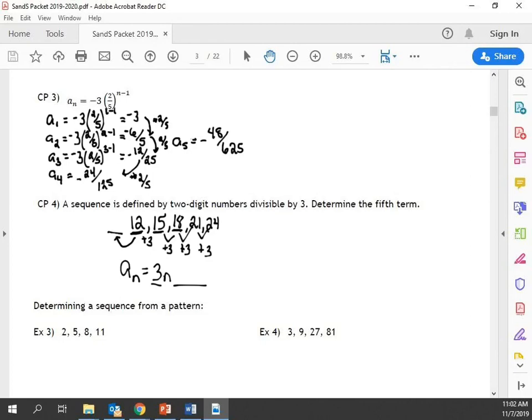Huh? Minus 3. If I'm adding 3 to go to the next term every time, I add 3 gives me 18. Add 3 gives me 21. Add 3 gives me 24. But if I need to go backwards, I'm going to have to subtract 3. So, that's there.